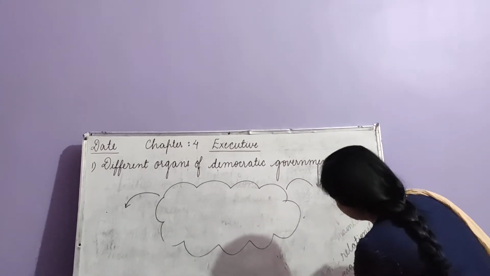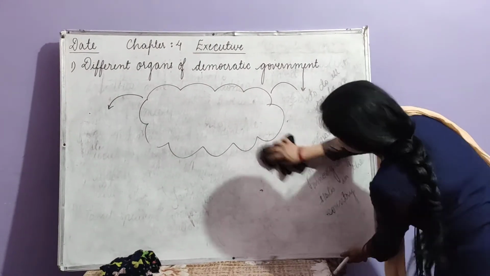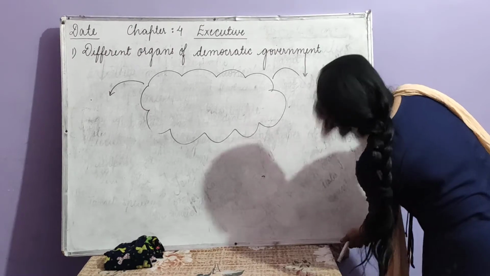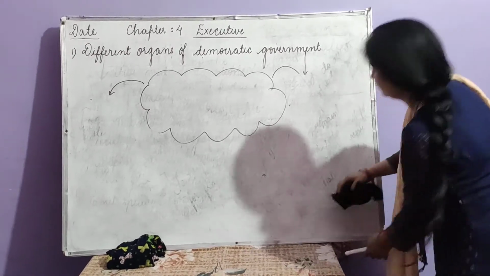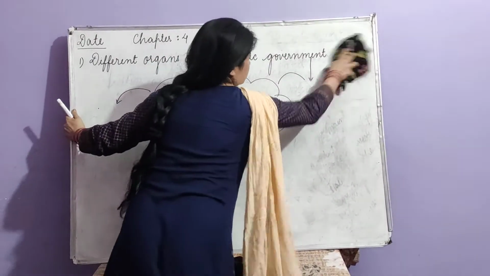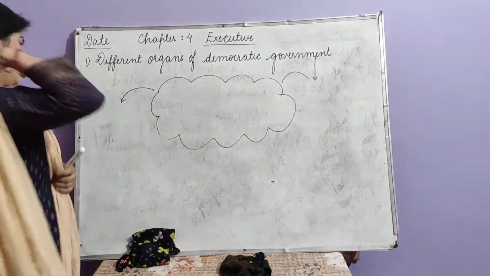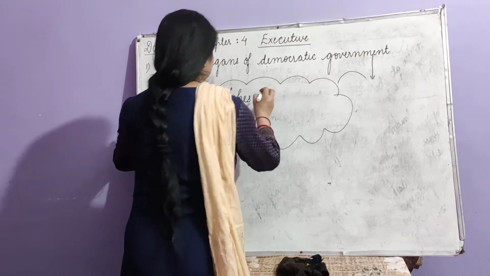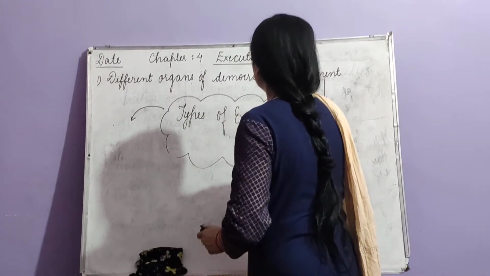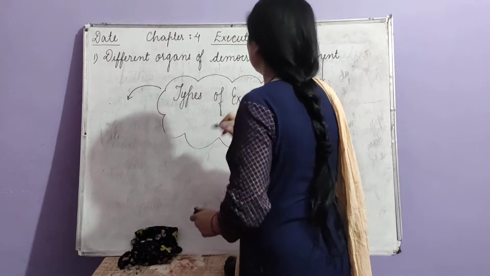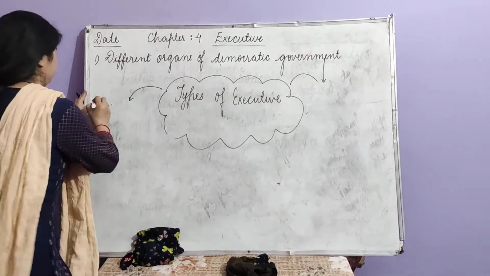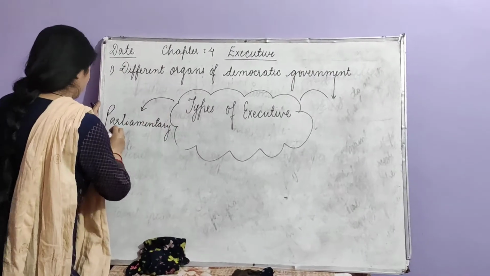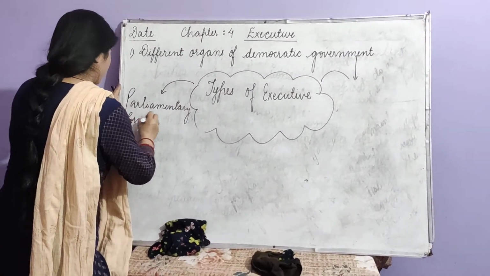So please listen carefully, be attentive so that you can understand sincerely, so that you can be able to do your work nicely without any problem. So now we are moving towards types of executive. First is parliamentary form of executive.